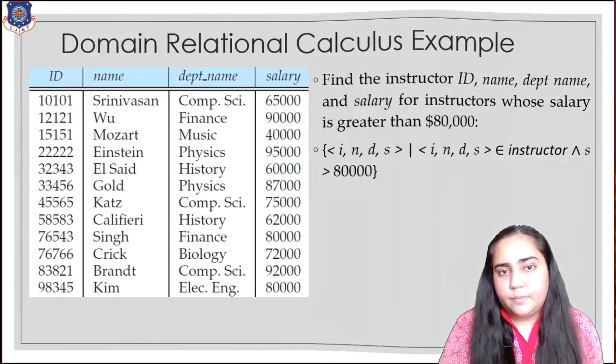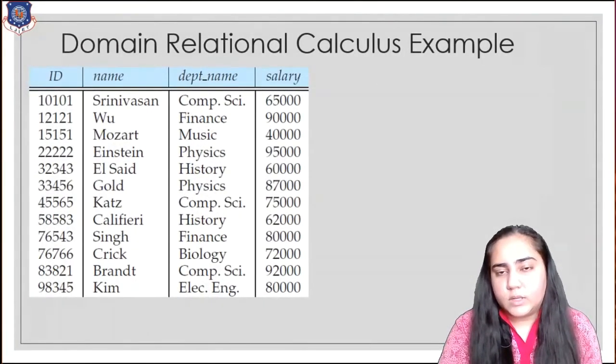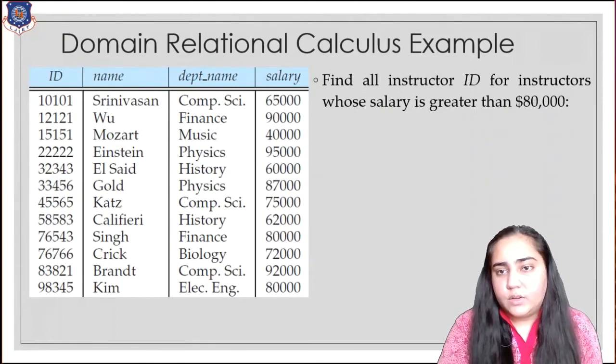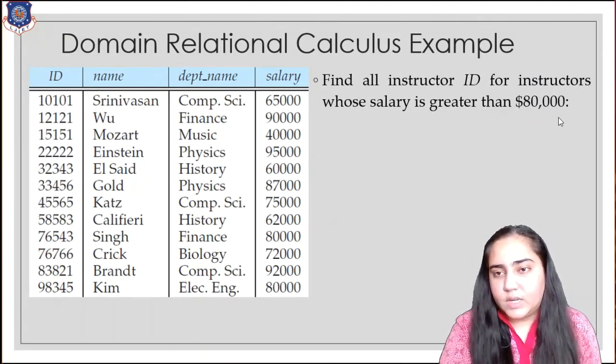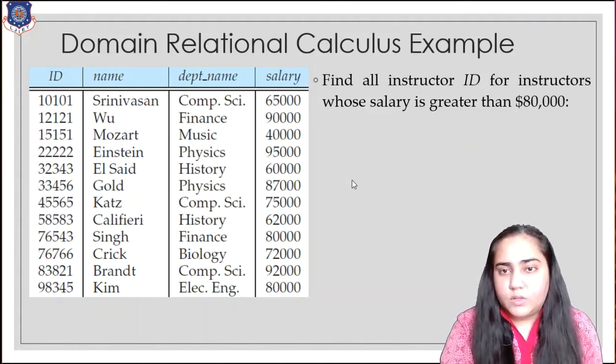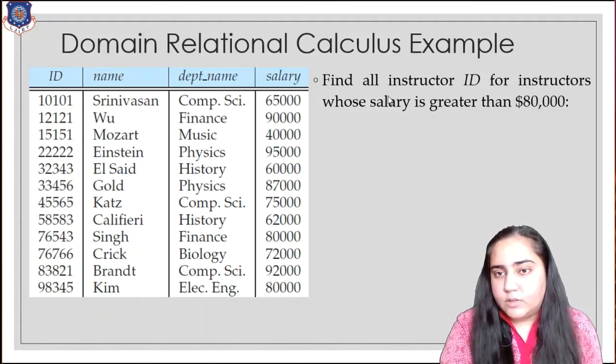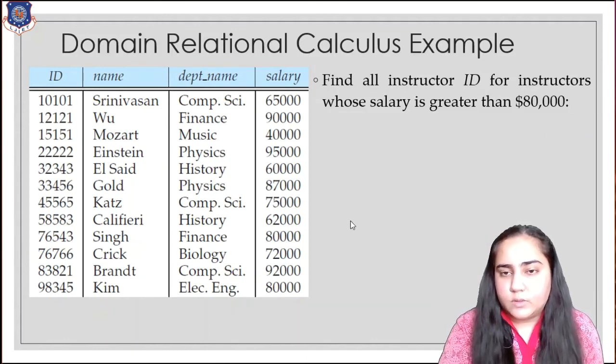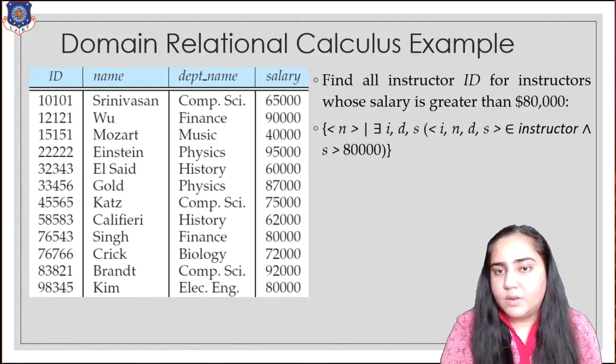Let's do another one for clarity. So this is another example. Find all instructor IDs for instructors whose salary is greater than $80,000. So this time we are not talking about finding everything: ID, name, dept name, and salary. We are talking about finding only the instructor ID for salary greater than 80,000. So this is how you would write this query.